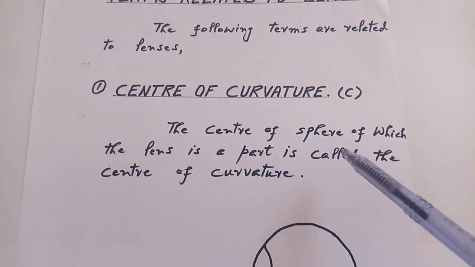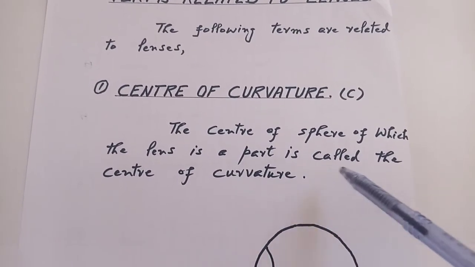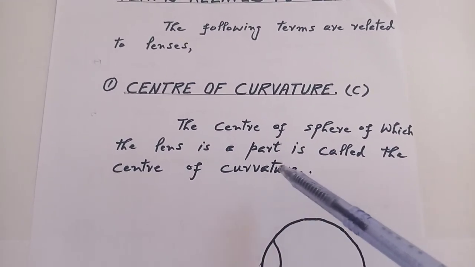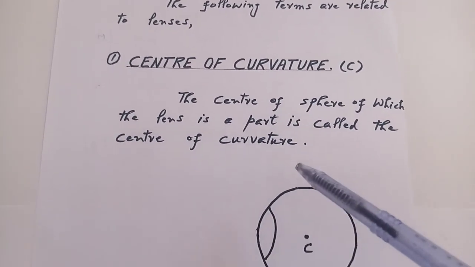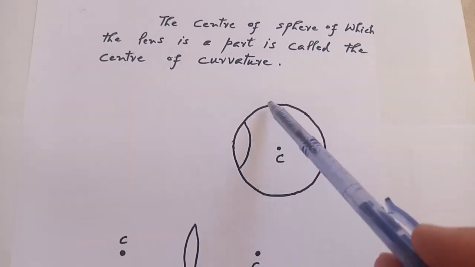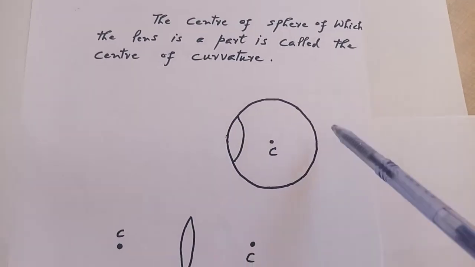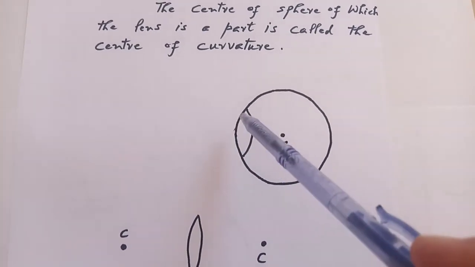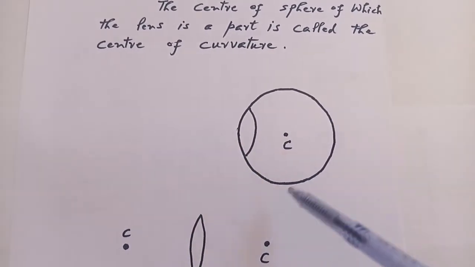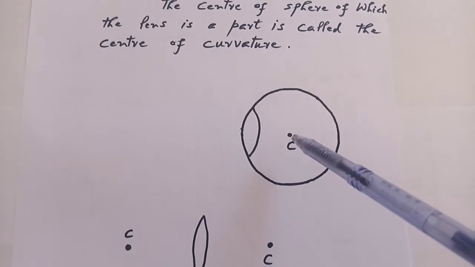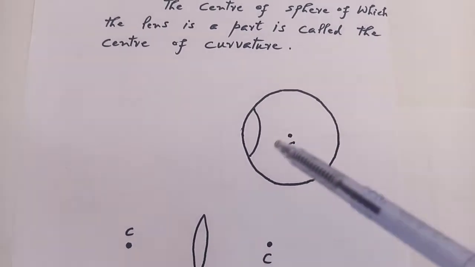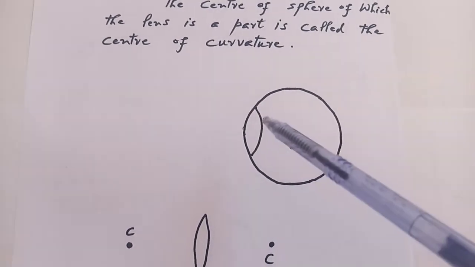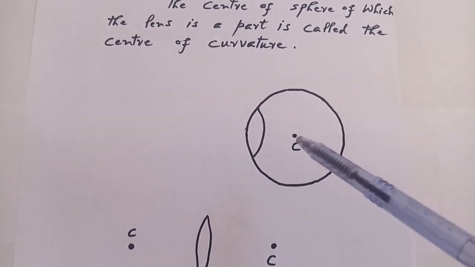The center of the sphere of which the lens is a part is called the center of curvature. Now this is a sphere, and from this sphere we make this lens. So this lens is a part of this sphere, so the center of this sphere is called the center of curvature.